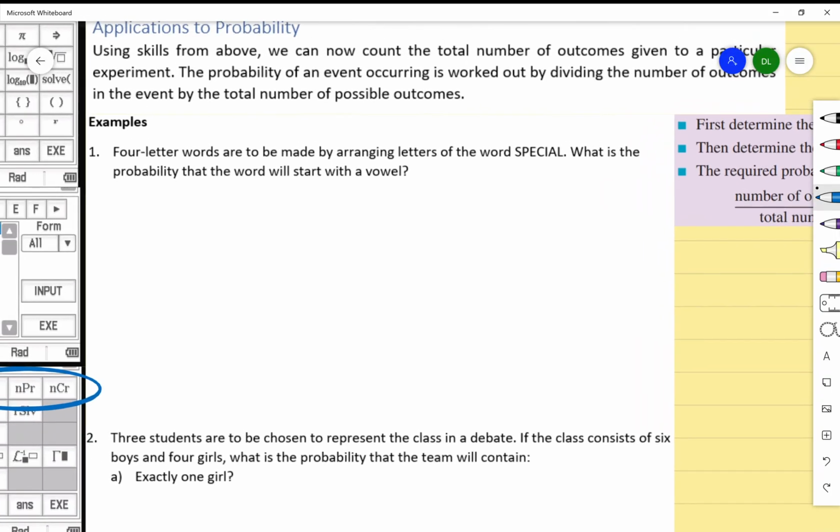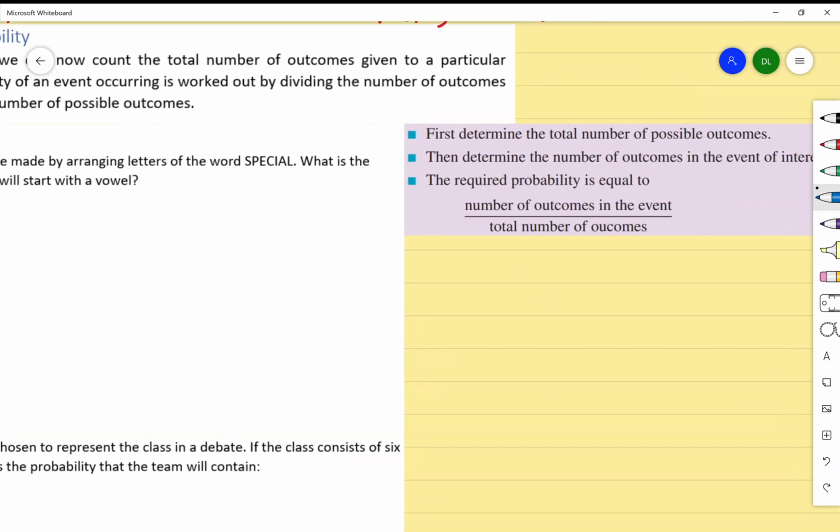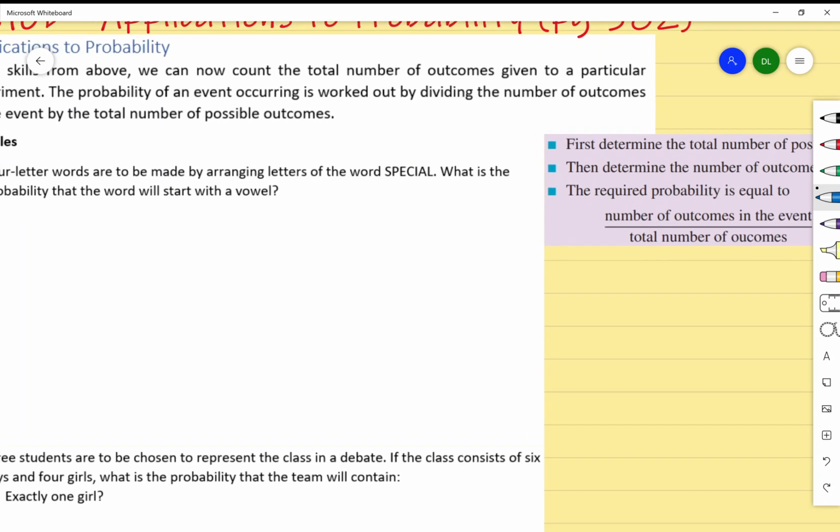Okay, let's jump into an example with this one over here, where we have to make 4-letter words by arranging letters of the word special. So we're picking letters from this in order to create 4-letter words. What is the probability that the word will start with a vowel? I'm going to follow the instructions here. The first step is to determine the total number of possible outcomes.